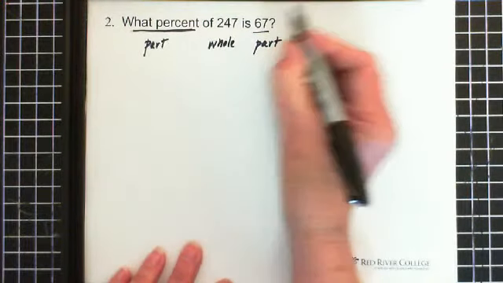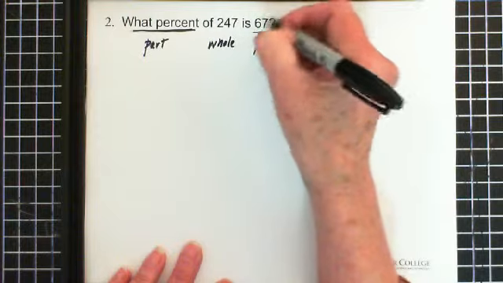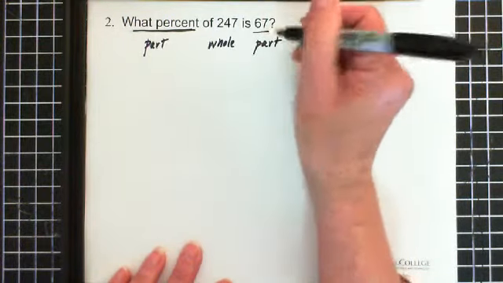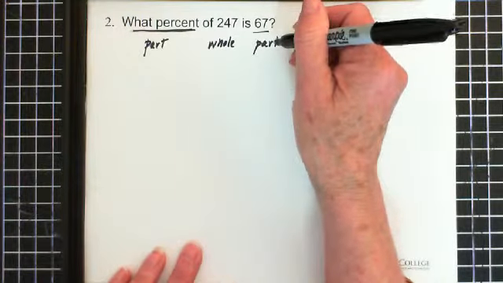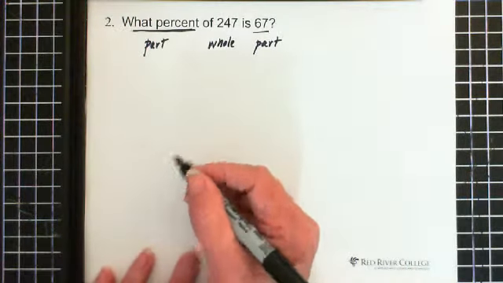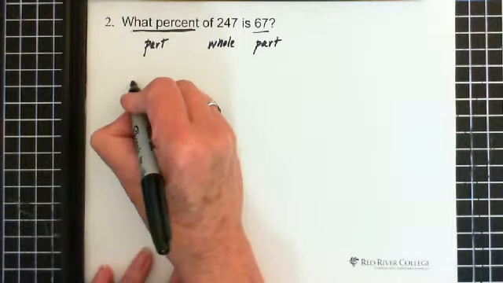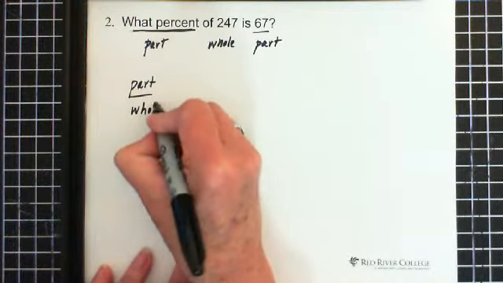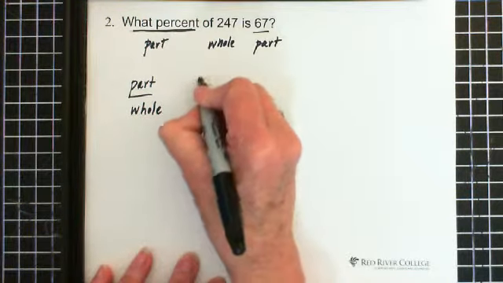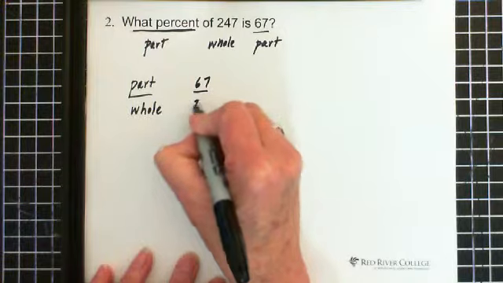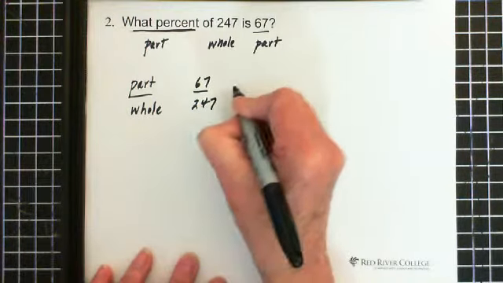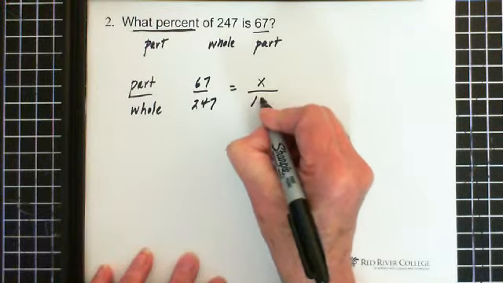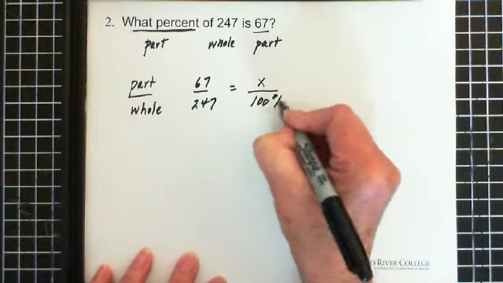And I think I've said it before, but I'll say it again. This number does not have to be small to be the part. This could be 567. It would still be the part. So you have to read the question carefully. So let's set it up. I'm going to write it as part over the whole. So we have 67 over 247 equals our unknown percent over 100%.